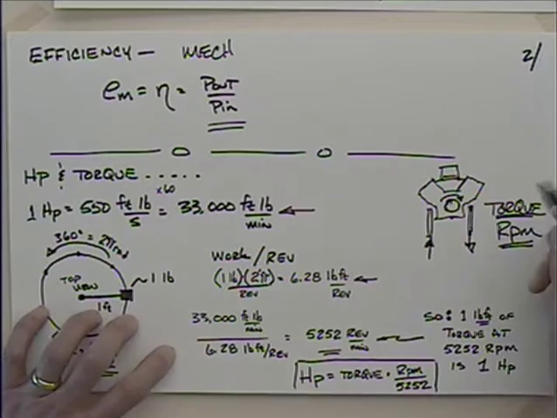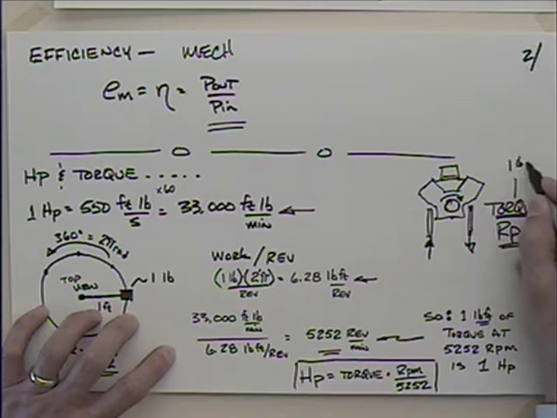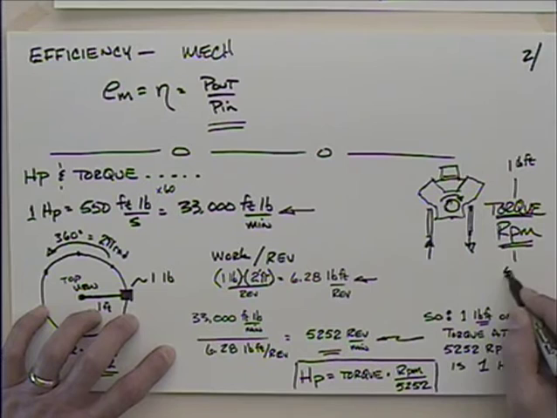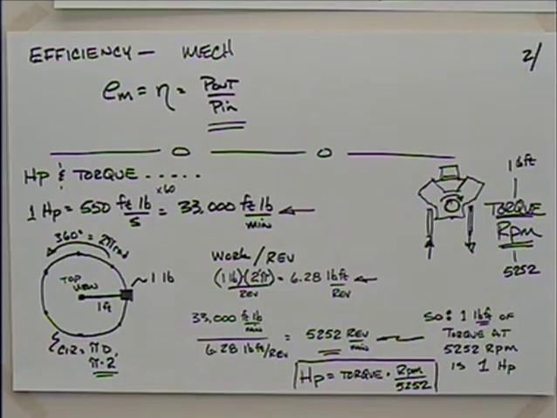So if you're running this engine and you have 1 pound-foot of torque, which hopefully you can have more than that, that'd be a pretty sick engine, and I mean sick in the not good sense. With 1 pound-foot of torque at 5,252 RPM, it is producing 1 horsepower. If you have 100 pound-feet of torque, now we're getting somewhere. At 5,252 RPM, we're producing 100 horsepower. So the equation is horsepower equals torque times RPM divided by 5,252. When you dyno something, you don't measure the horsepower. You measure the torque and the RPM, and you compute the horsepower.